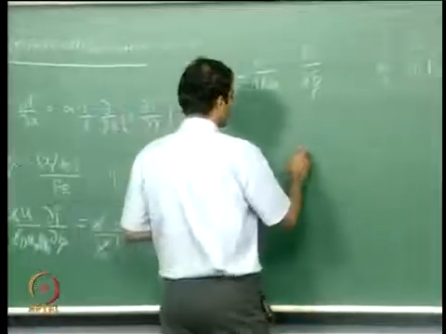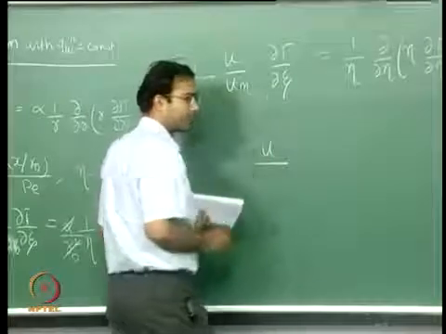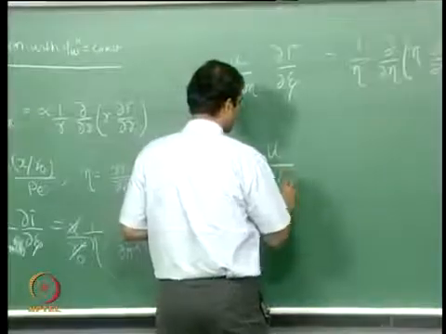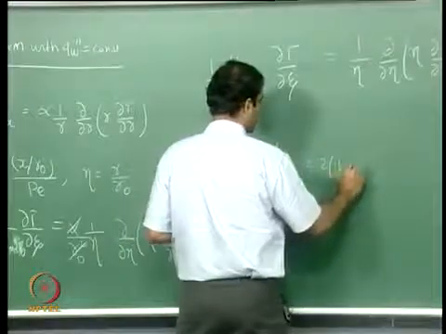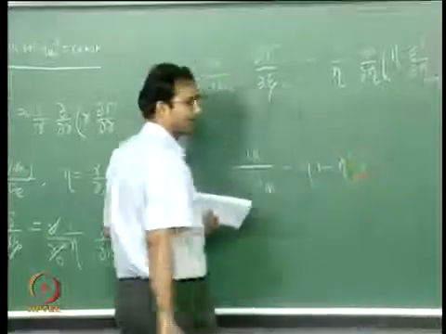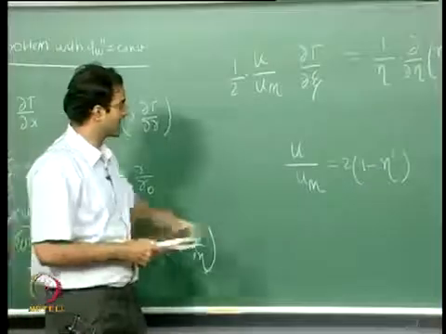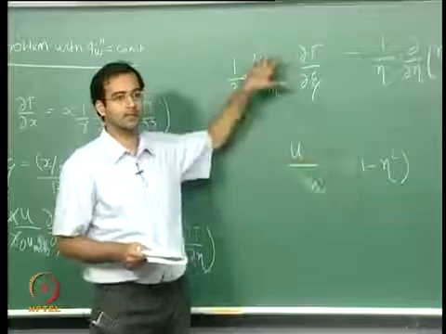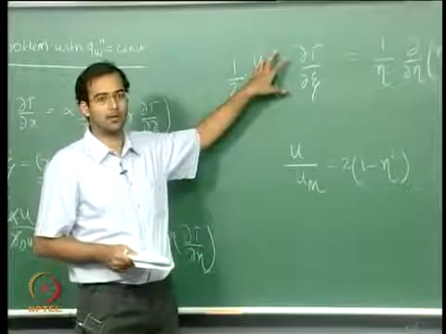So you know the fully developed profile: u by um is equal to twice 1 minus eta square, in terms of the non-dimensional coordinate. So directly you can substitute for u by twice um as 1 minus eta square here if you want to go for a parabolic flow.